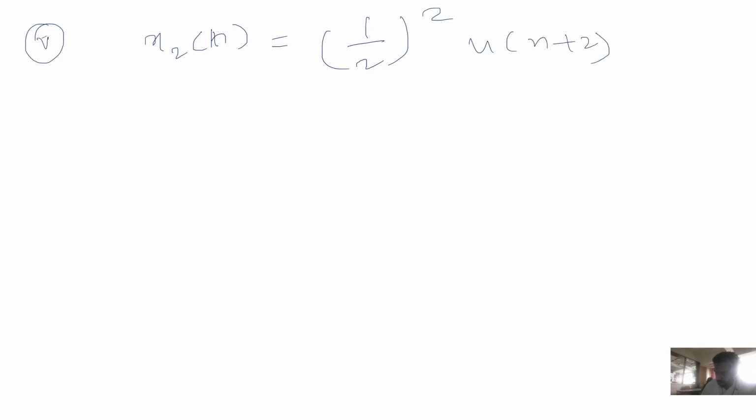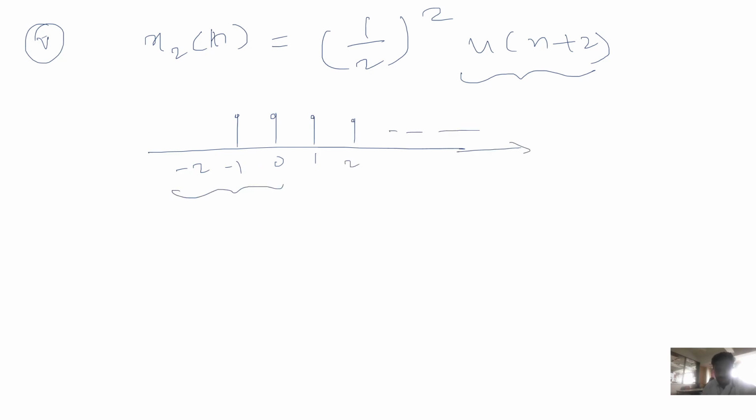Okay, and another last one is x2 of n is equal to 1 upon 2 square u of n plus 2. Can anyone tell me whether it is causal or non-causal? Non-causal. Why non-causal? Because this is going to start with minus 2, minus 1, 0, 1, 2, and so on. As it is going to have values in the negative, therefore it is non-causal. I hope I am clear now.